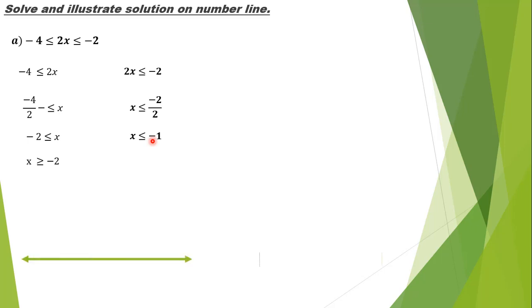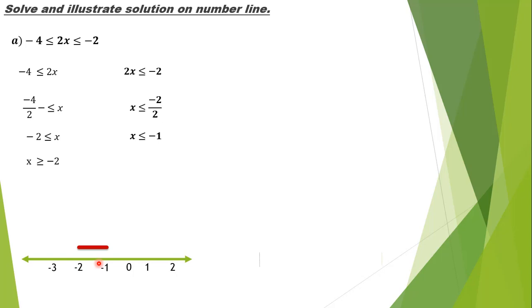If we represent them on the number line, let us first draw the number line. We have the range of values of x starting from minus 2 and moving towards the left, toward negative infinity. Then we have 2 and moving towards the right, toward positive infinity. Now the range of values of x is in between minus 2 and minus 1.